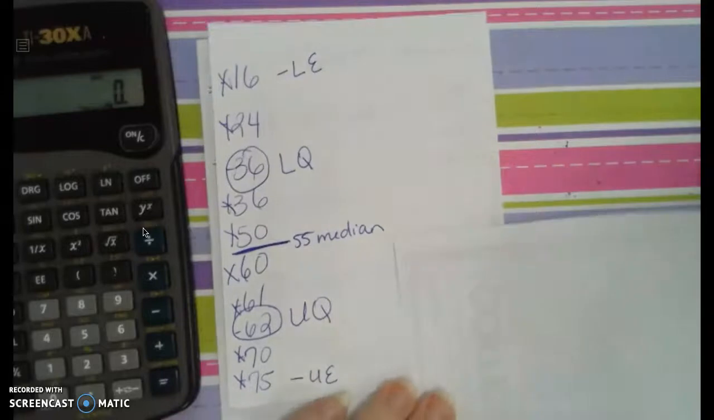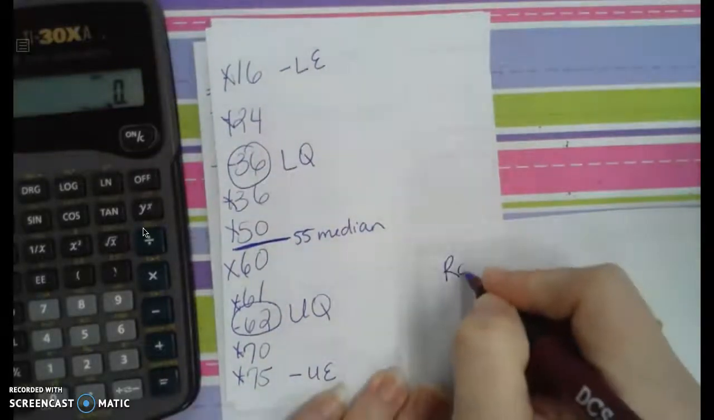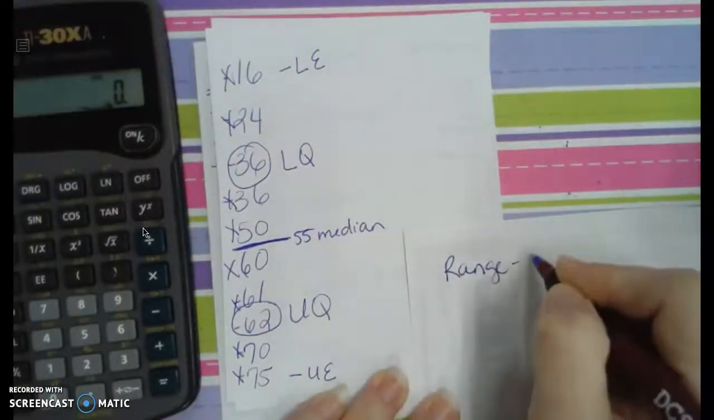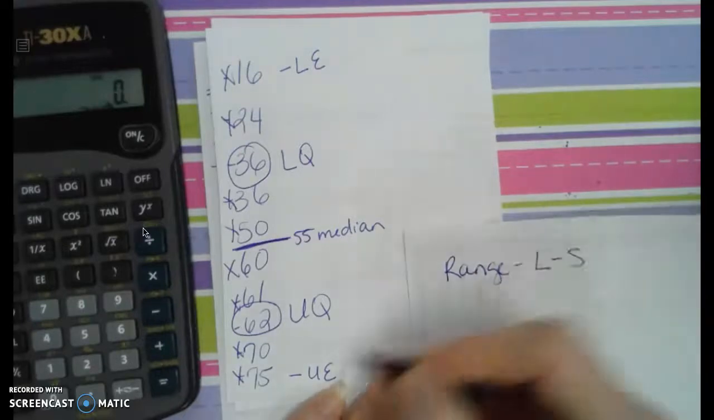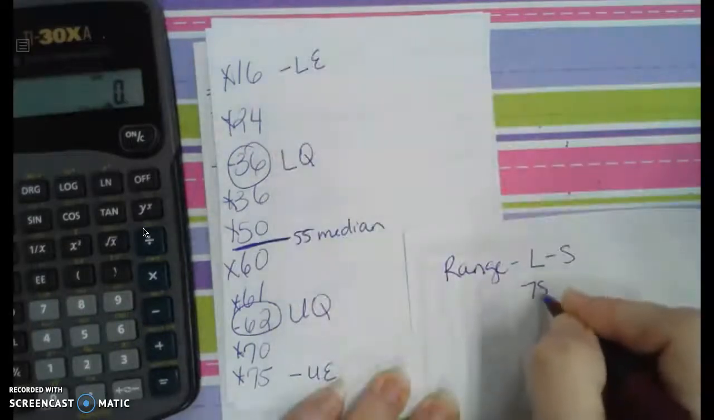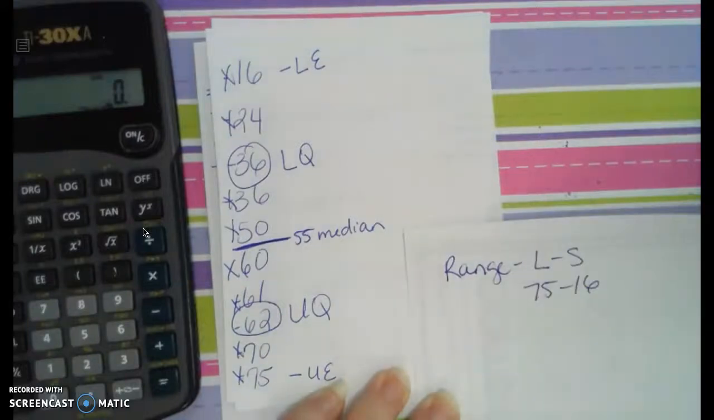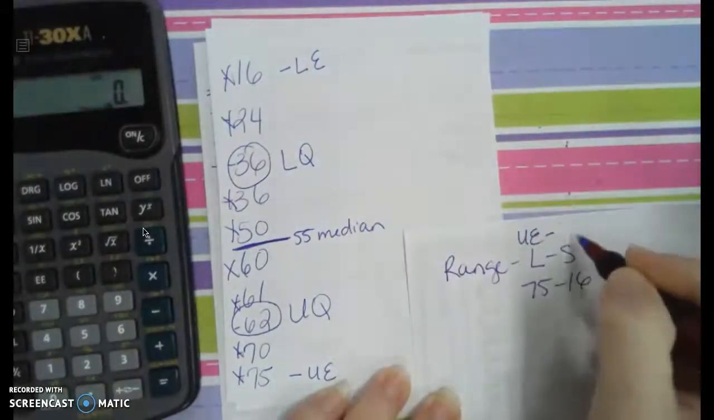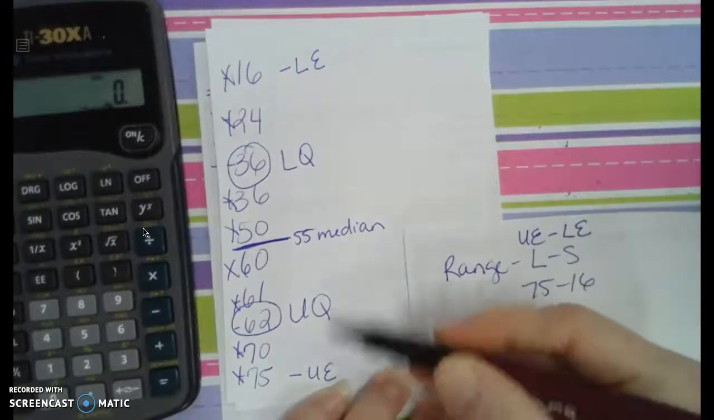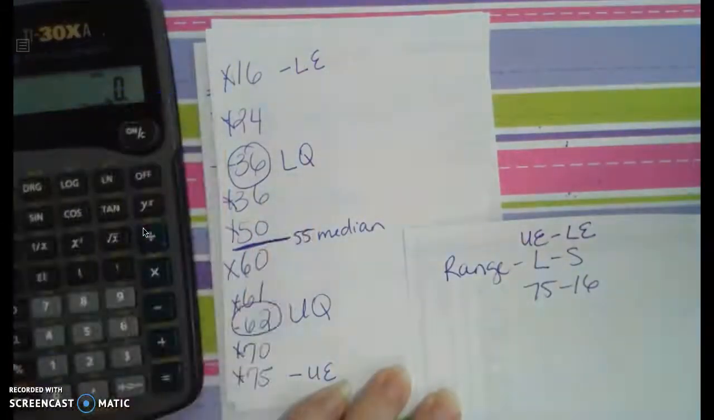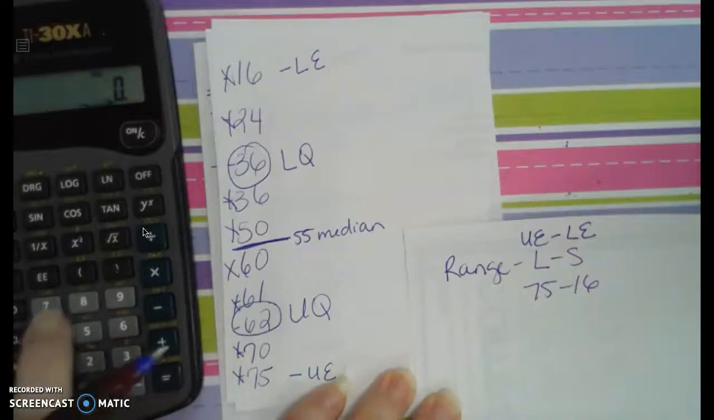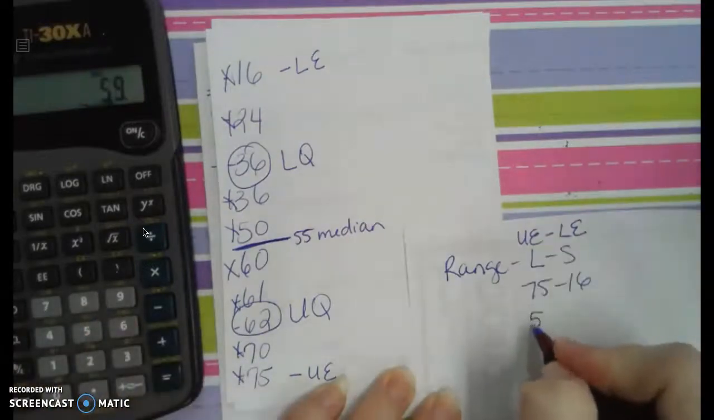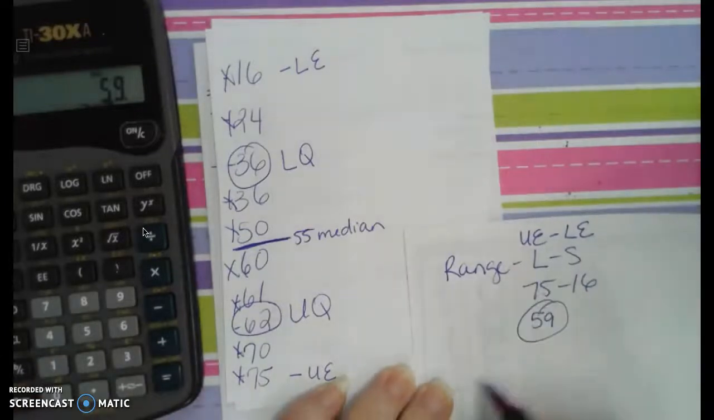Okay? So the range, if I want to be, is just the largest minus the smallest. So this will be 75 minus 16. Now, if I wanted to get fancy with my definition, which is what I should do, I would say the upper extreme minus the lower extreme. Same thing as saying the largest minus the smallest, okay? So our range is how spread out is our data. So we do 75 minus 16, and we get 59. That would be our range.